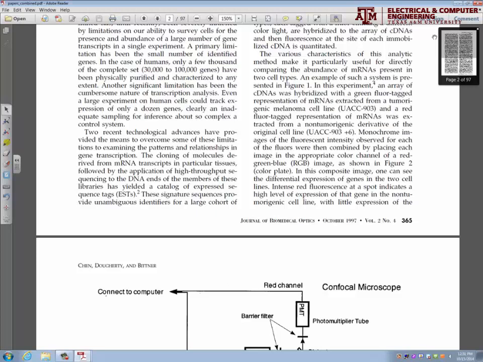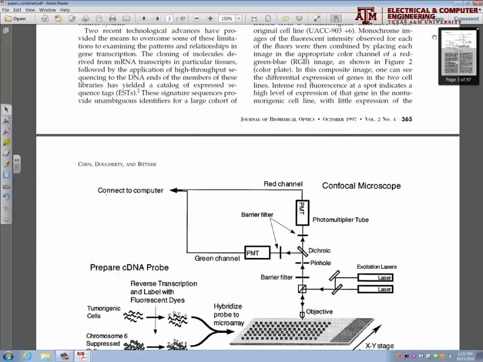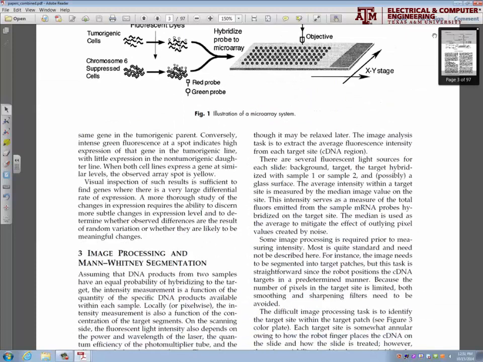So for this paper, they use two different cell lines. One is a cancerous cell line, the other one is its precursor, which is not cancerous and doesn't cause tumors, and they're trying to see which genes are differentially expressed. So intense red fluorescence at a spot indicates a high level of expression of that gene in the non-tumorigenic cell line, with little expression of the same gene in the tumorigenic parent. Conversely, intense green fluorescence at a spot indicates high expression of that gene in the tumorigenic line with little expression in the non-tumorigenic daughter line.